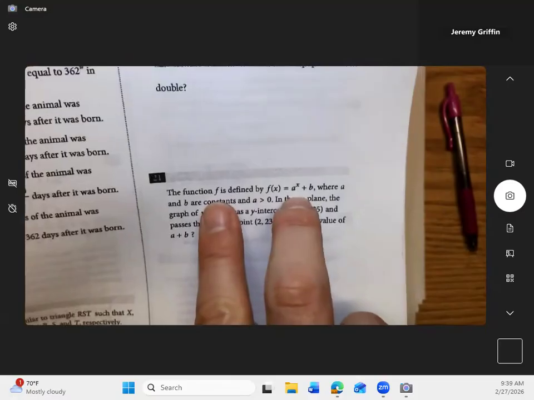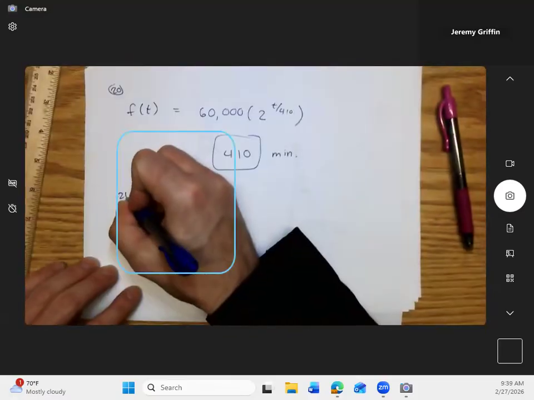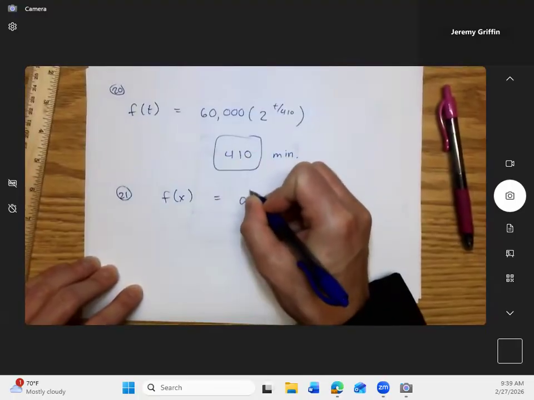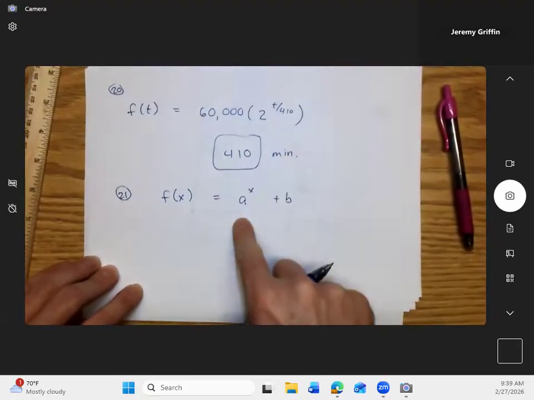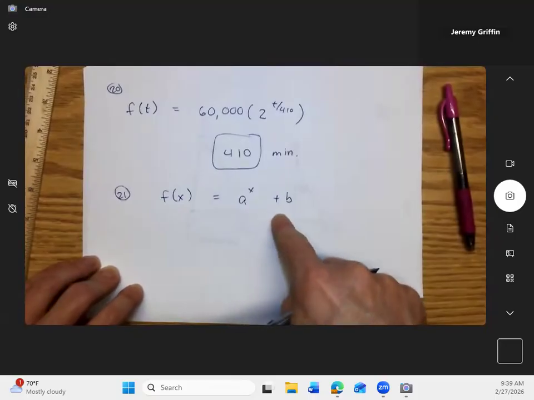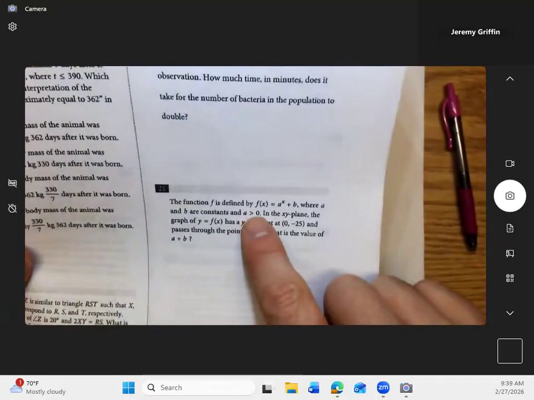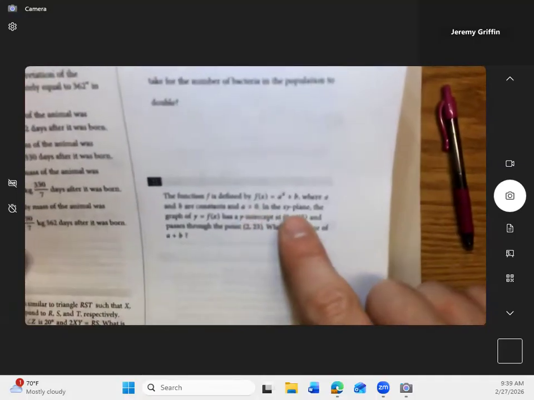The function f of x is defined by this. Here, I'll write this one down too. F of x is a to the power x plus b. Okay, guys, isn't this an exponential curve, just shifted up b units? Yeah. All right, that's what that is. Where a is greater than 0. Okay, so positive value for a. That's nice to know.